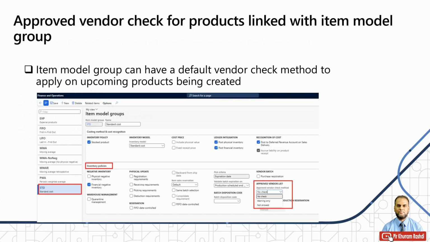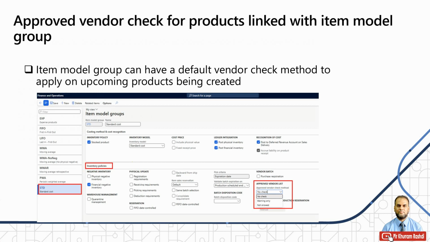Okay, so the next is item model group. As you can see on the screen, the item model group can have a default vendor check method to apply on upcoming products being created. You can see this one is showing a standard cost valuation method in the item model group, and the item model groups are assigned to released products or products in the system.